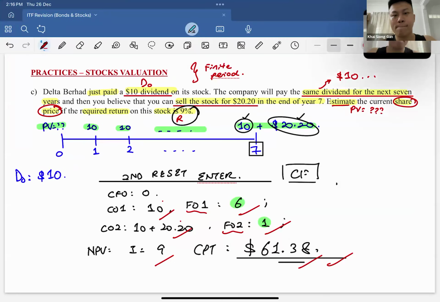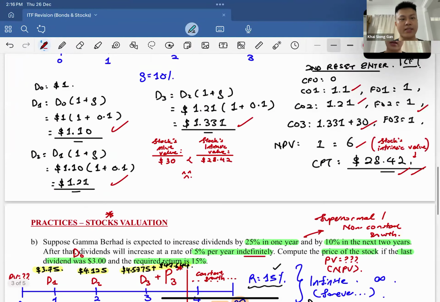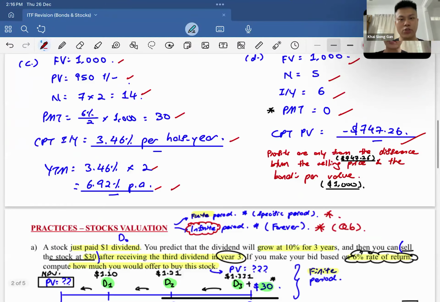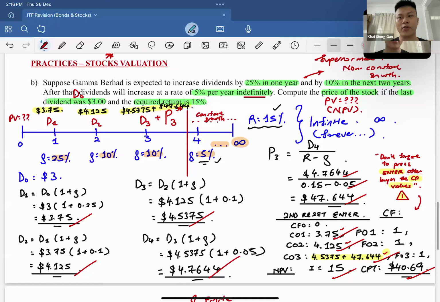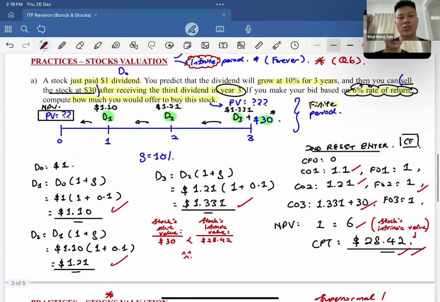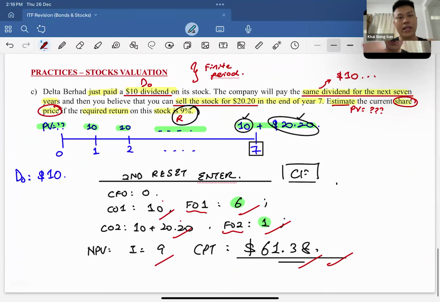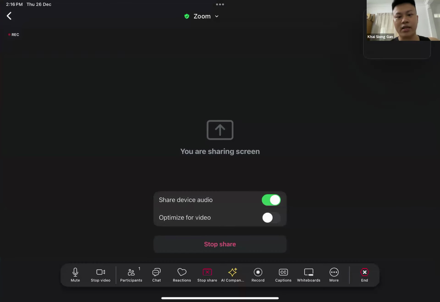So therefore I provided here 4 questions on bonds and 3 questions on stock, just for your revision. Try to practice more on stock valuation, because for stock valuation, students always make mistakes. Most importantly, when you key into your financial calculator, make sure you don't make any mistake. Don't forget to press enter after you key in the cash flow value. Okay, so that's all for this video. Just a quick revision only for the 2 chapters.